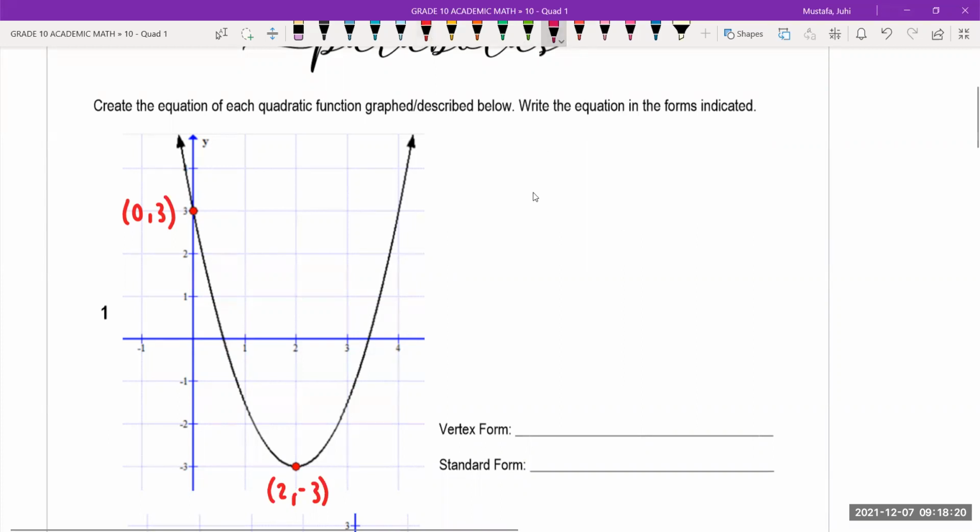Okay, to start off this question, I'm going to remind you what the equation of a parabola is. So it's y = a(x - h)^2 + k.